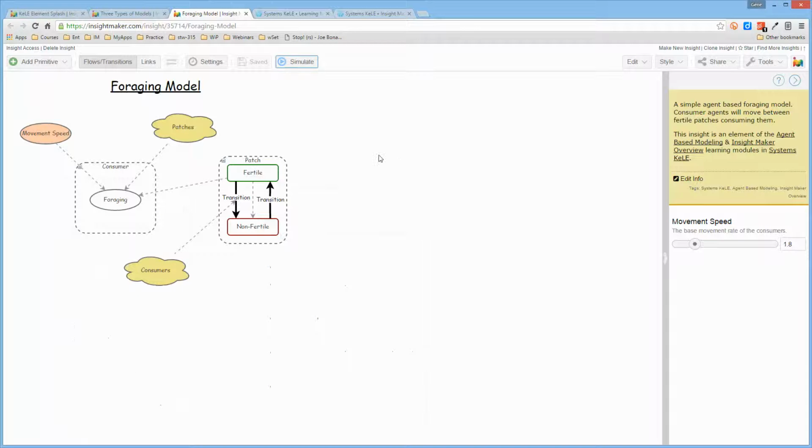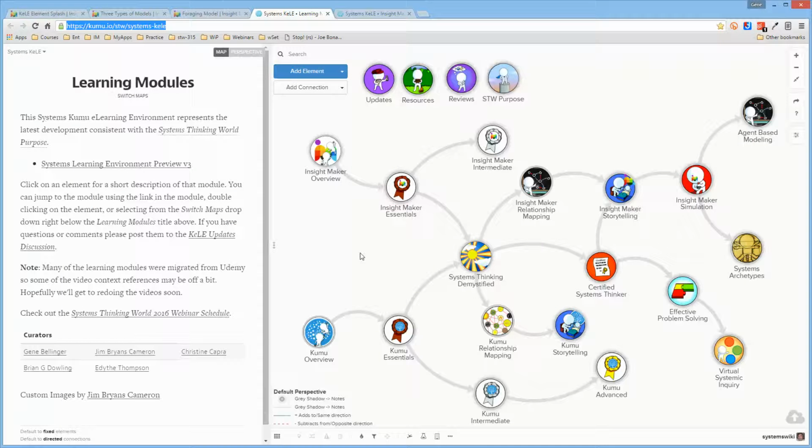Now, before you feel completely overwhelmed by all of this variety, within Systems KeLE there are learning modules for each of these different types of relationship maps or insights that you can develop in Insight Maker. The links for this are provided on systemswiki.org. And there are introductions to Kumu and Insight Maker, relationship model development in Insight Maker and Kumu, how to do storytelling, how to do simulations in Insight Maker, and agent-based modeling. So check it out. Most people find it quite informative and beneficial.